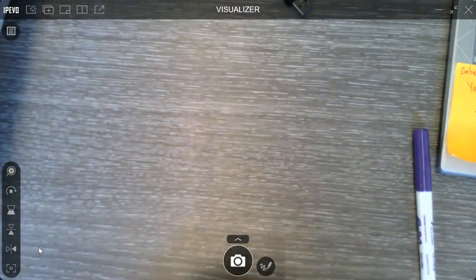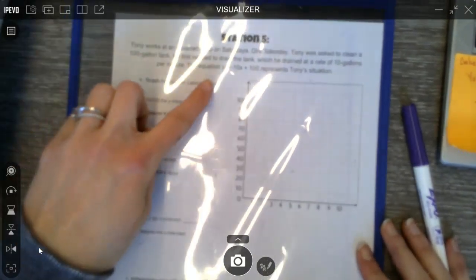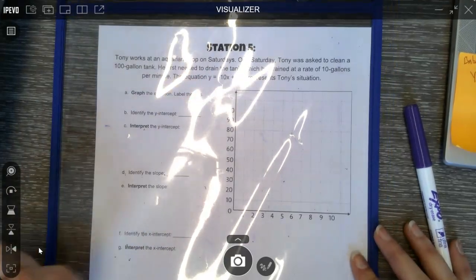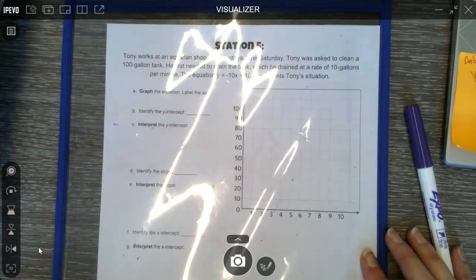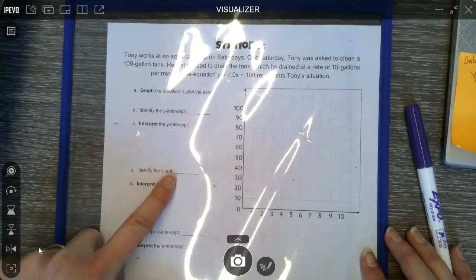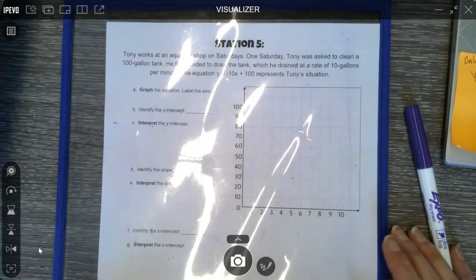All right. Number 5. Easy. You're given a situation. You're given an equation already at the top. I know this glare is not great. Okay? But y equals negative 10x plus 100. Then you're just graphing it, first of all. Easy. And then tell me, what does the y-intercept mean? What does the slope mean? What does the x-intercept mean? We've done this before. This one should be high success.